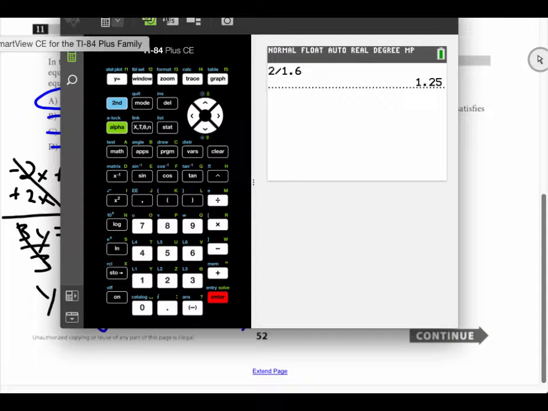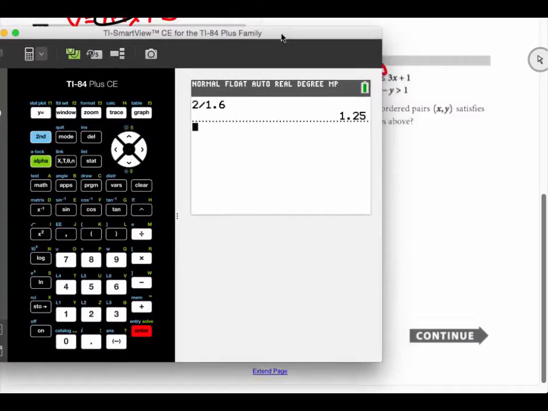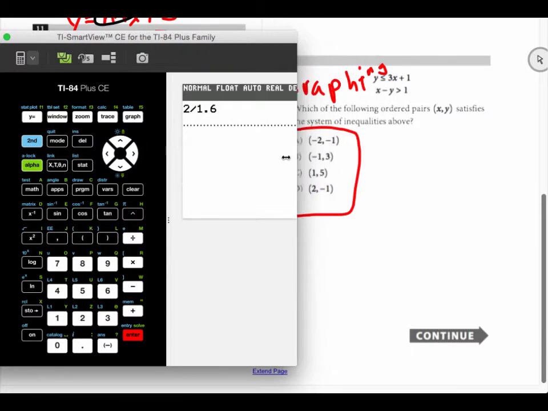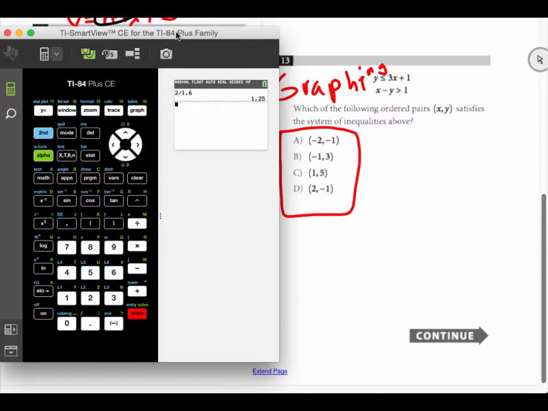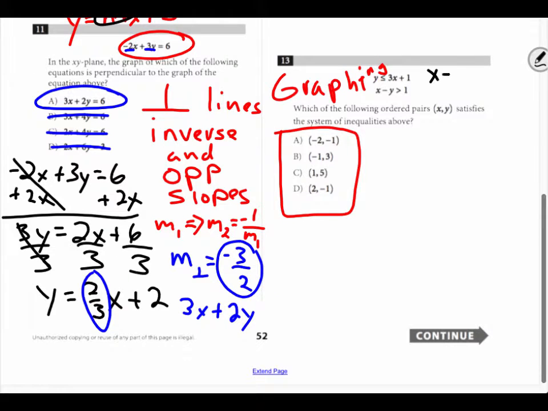So I'm going to pull out my graphing calculator, move it over to the side just a little bit, make it a little smaller so you can see it. All right, so the first inequality, but you know what I'm going to do is take the second inequality, which is x minus y is greater than 1, and I'm going to solve for y. So I've got negative y is greater than negative x plus 1.